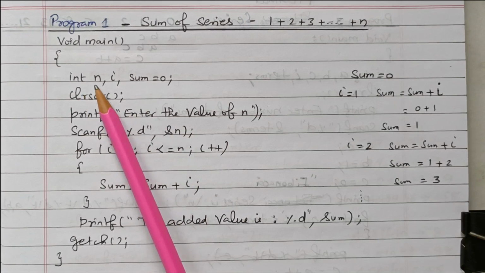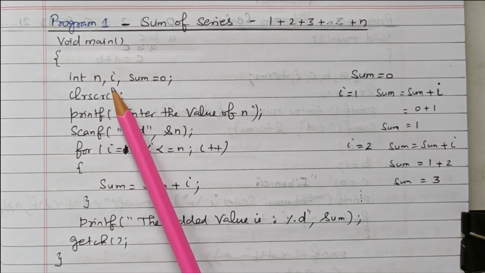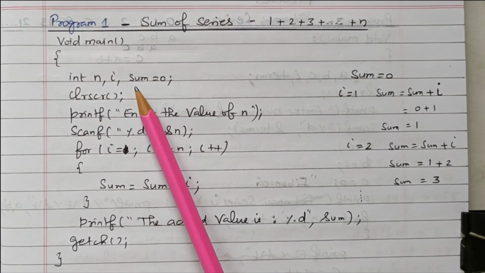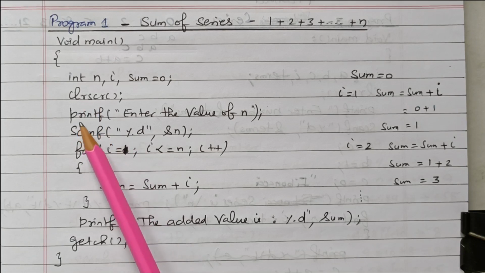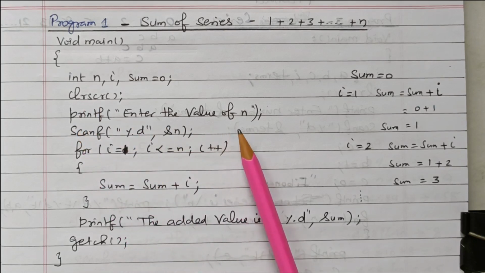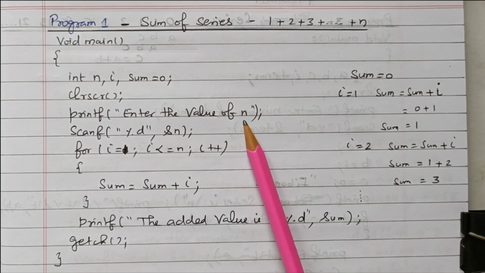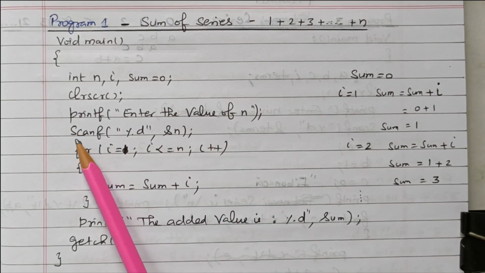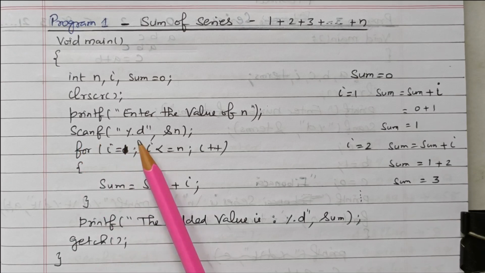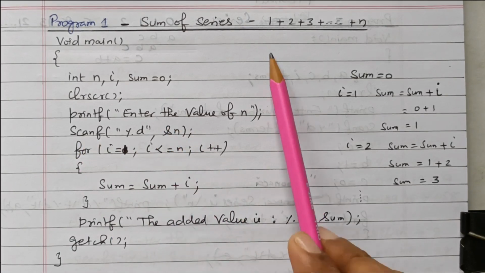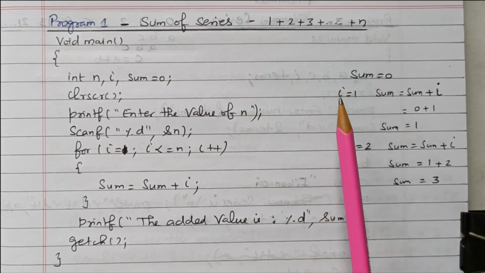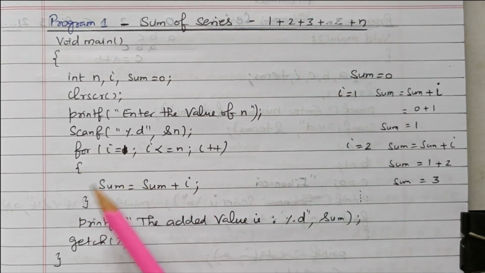So n is the maximum number in the series, I use a for loop, and the answer is stored in the variable sum. After clearing the screen, we ask the user to enter the value of n. We need the value of n, so the user will enter the n value. Using scanf, we scan the n value, with the address of n, and it is stored in the variable n. Now how do we create this series 1 plus 2 plus 3 up to n? Using the for loop.